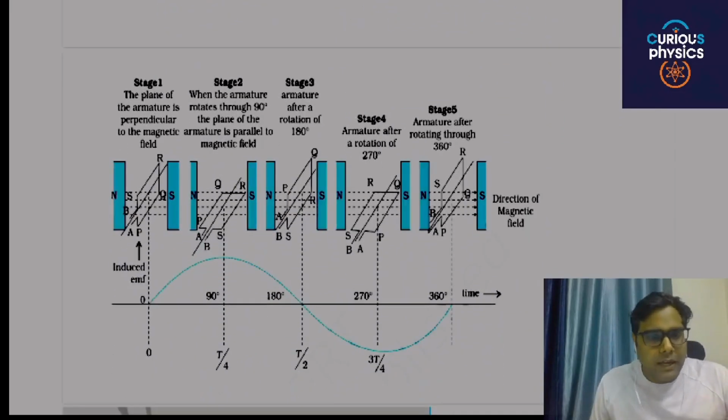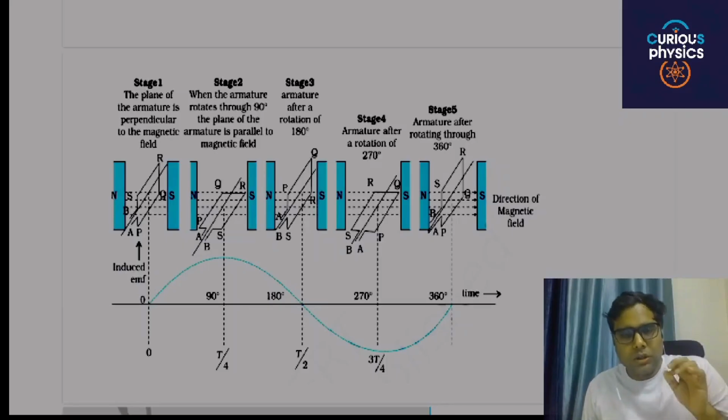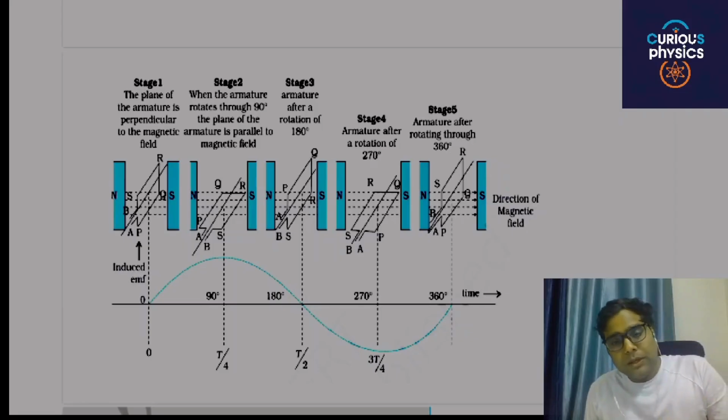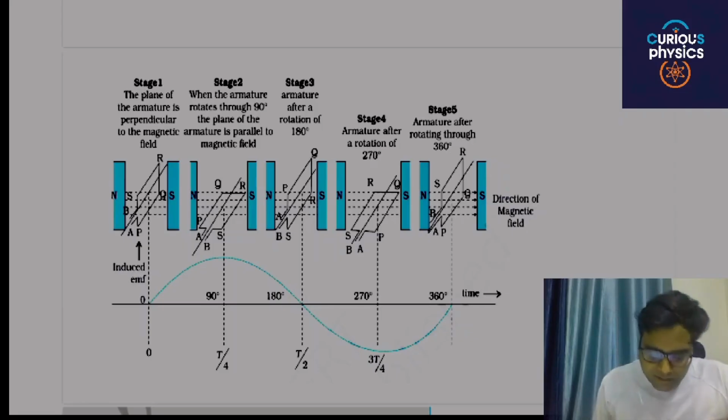This diagram is very easy. It is basically showing the rotation of the loop, and all these stages show the change in theta, or the change in angle between the magnetic field and the area vector.